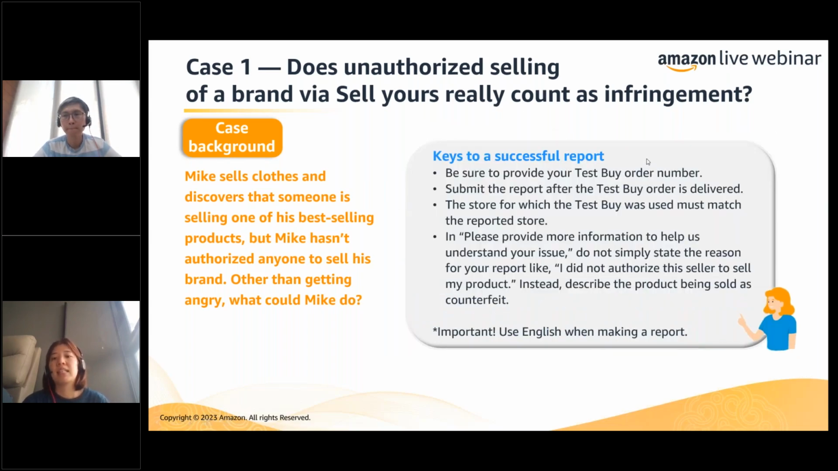So the keys to a successful report are to provide your test buy order number, and then submit the report after the test buy order is delivered. The store from which the test buy is made must match the reported store. Then, in the field asking you to provide more information to help understand your issue, don't state that you did not authorize the seller to sell the product, but describe the product being sold as counterfeit.